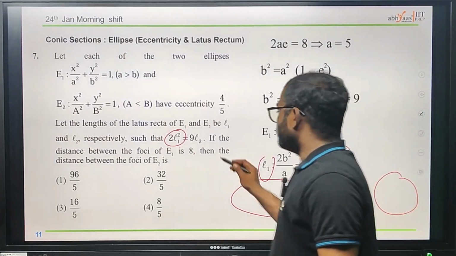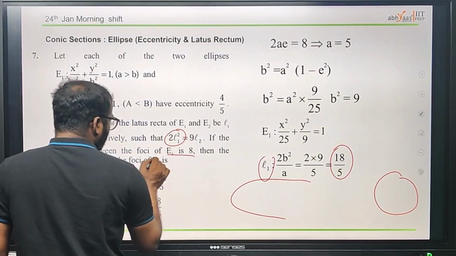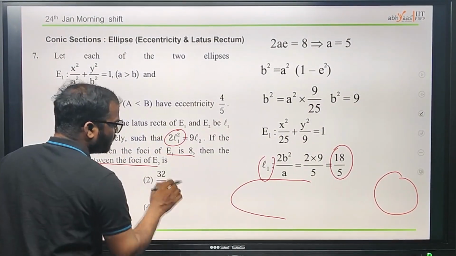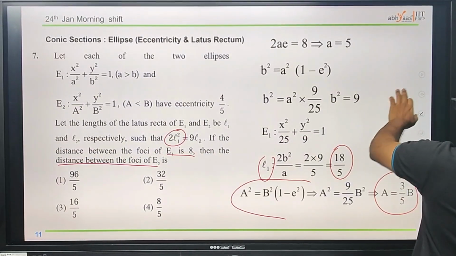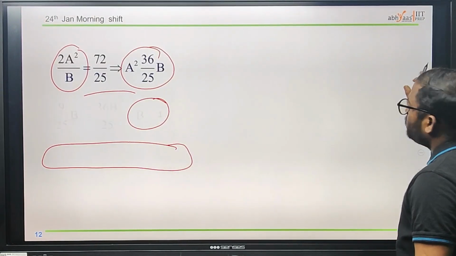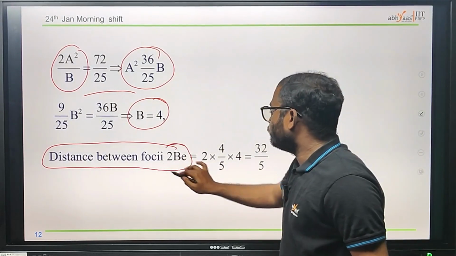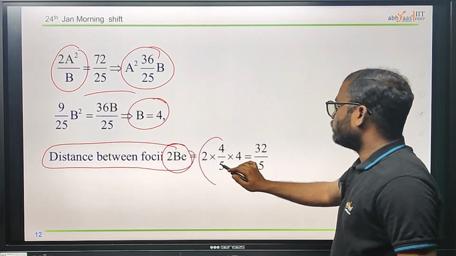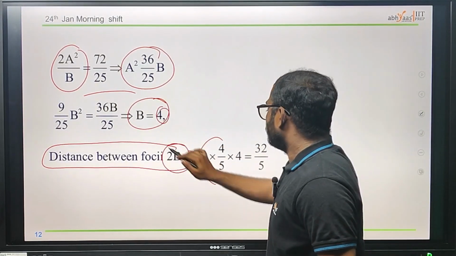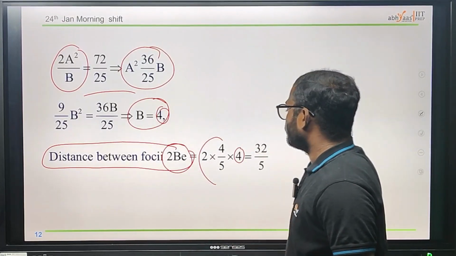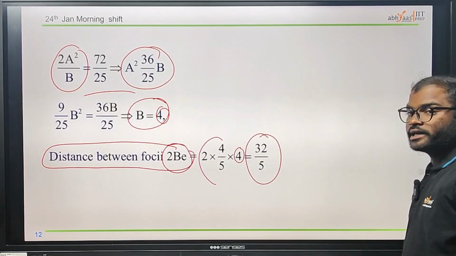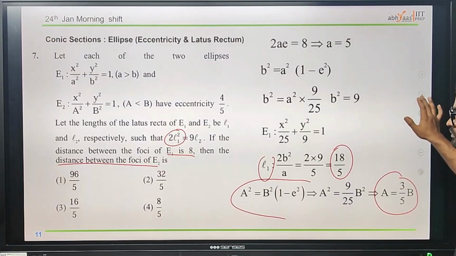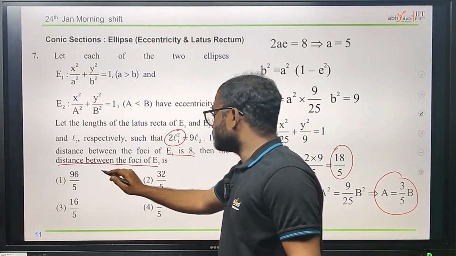If the distance between the foci of E1 is 8, then we are finding the distance between the foci of E2, which is 2BE. We are finding 2BE, which is 2 times 4 by 5, where E is 4 by 5, as we got. That's how we got 32 by 5 as our answer. That's the distance between the foci of E2.